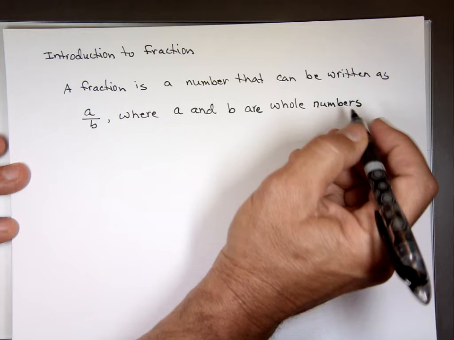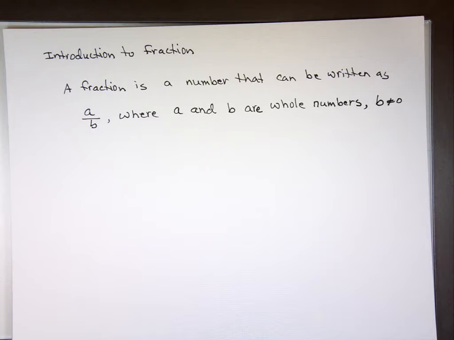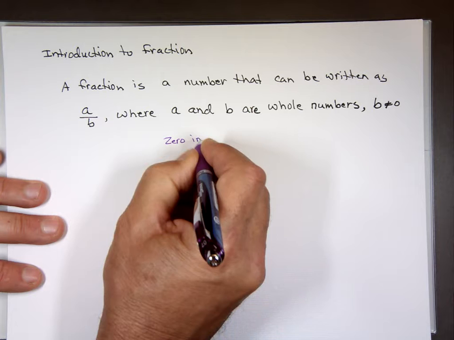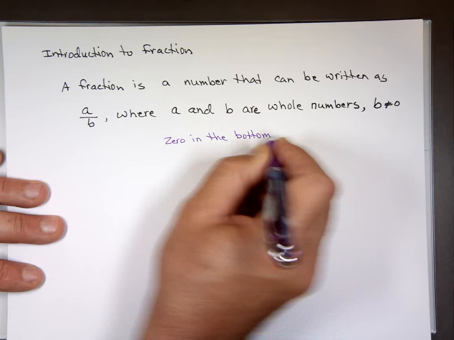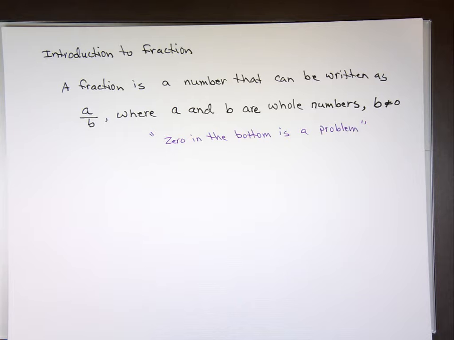And the other thing to remember, B cannot be zero. You can't divide by zero. You probably heard me, or you're going to hear me say, zero in the bottom is a problem. I'm going to say that more than once. Zero in the bottom is a problem. That's one of the things I say all the time, so you can quote me on that, because I don't think anyone used that. But zero on the bottom is a problem.